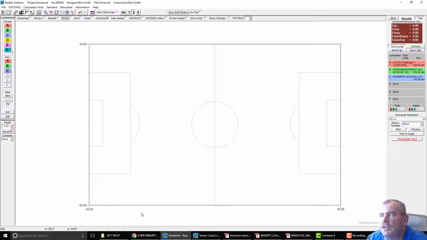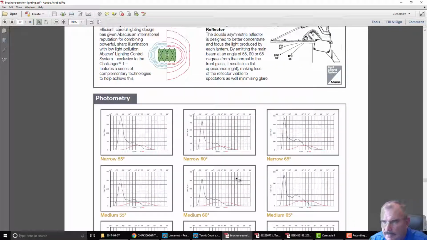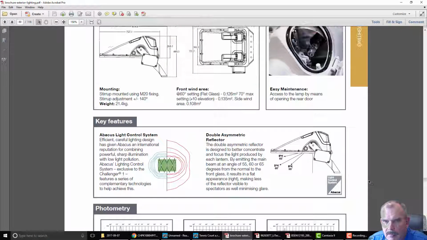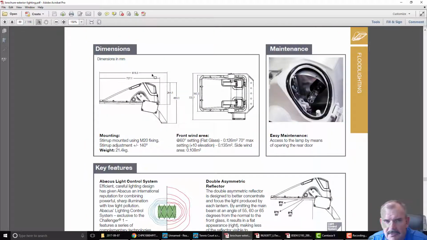Okay, so we're going to look at a couple of small projects. So I'm going to look at a small project and talk about a few of the issues. Now, the first thing to bear in mind is that all of the manufacturers who produce sports lighting product should be providing you with some kind of PDF download or, better still, a paper catalogue. This happens to be the Abacus one.